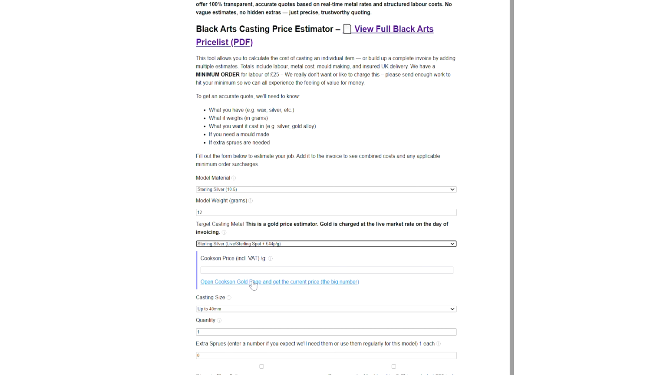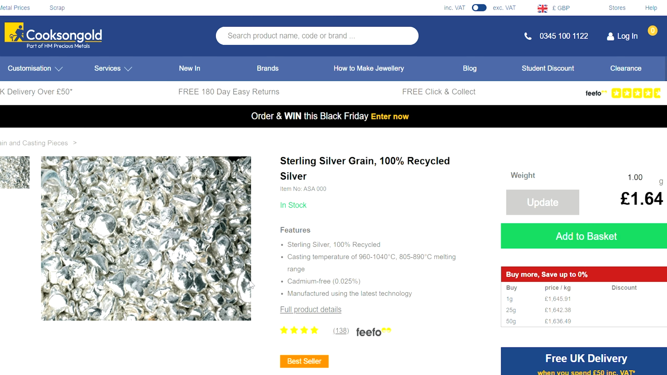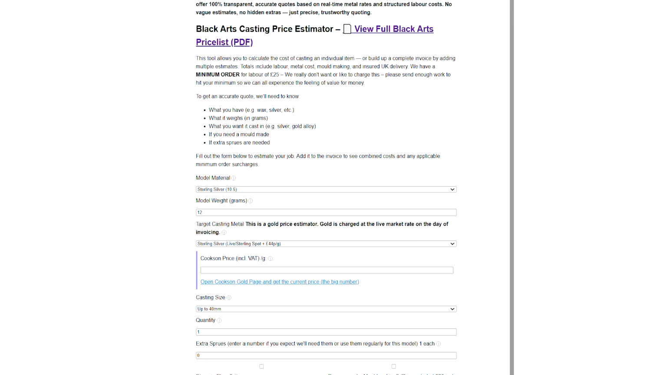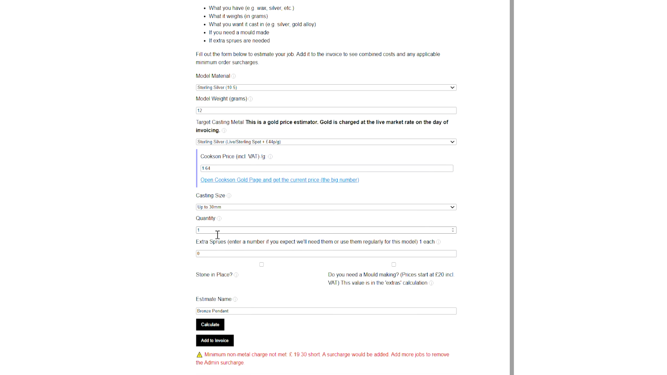However, as the silver price is moving rapidly now, we've progressed on to the same type of pricing that we use with gold, and that is that we'll pull the price directly out of Cookson's and plug that into the calculator. So Cookson's sterling price today is 164, and the Black Arts Lost Wax pricing calculator will use that number to figure out what the daily cost of our silver is. So we want to cast 5 of these this time.